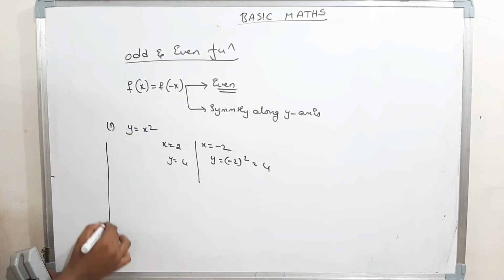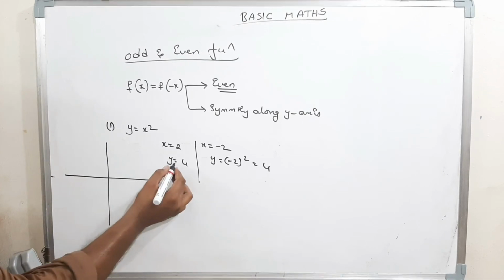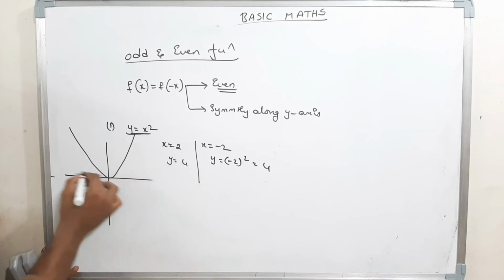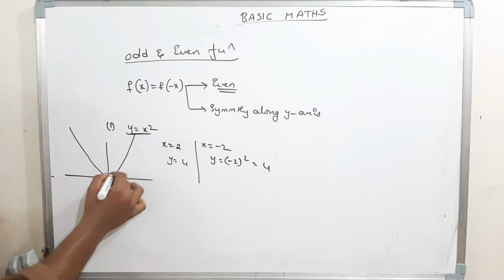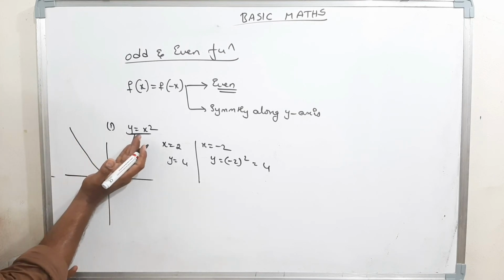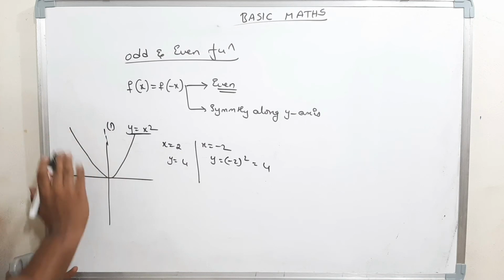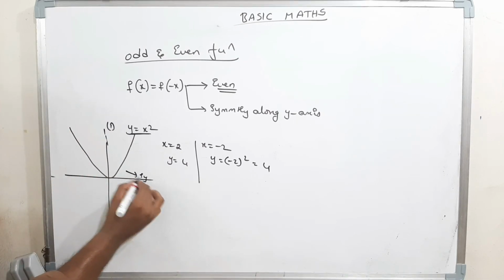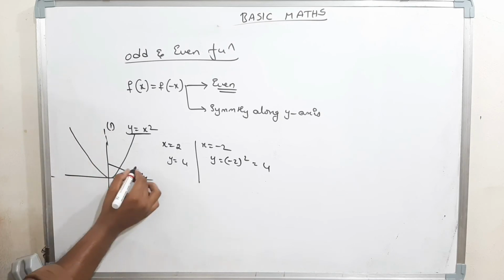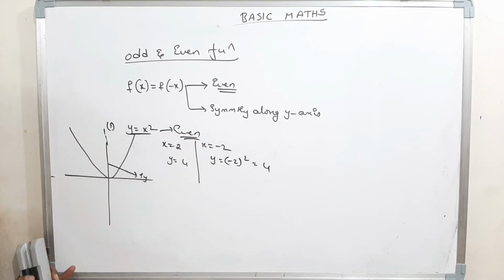Now what is the graph for y is equal to x square? The graph will be like this. Now if I fold this along the y-axis, it exactly overlaps. Therefore it is symmetric along the y-axis. Therefore this is an even function. Now we will see one more example.